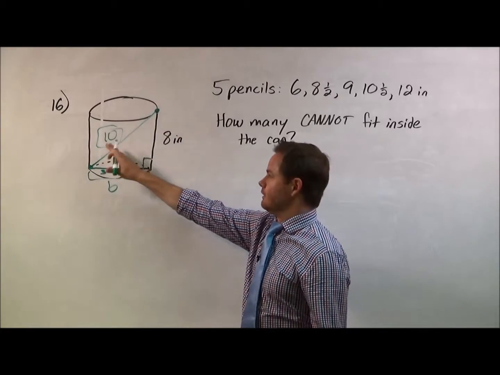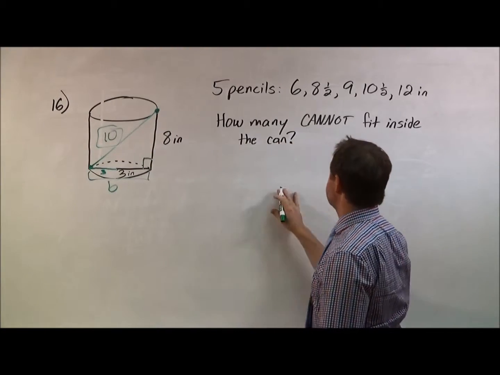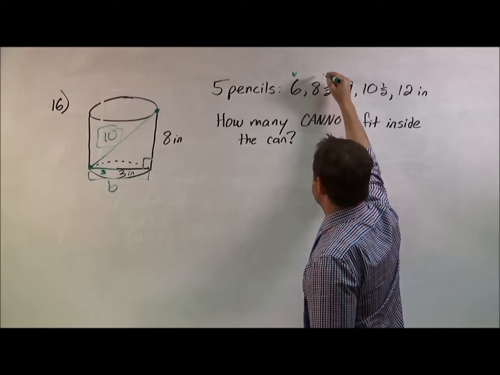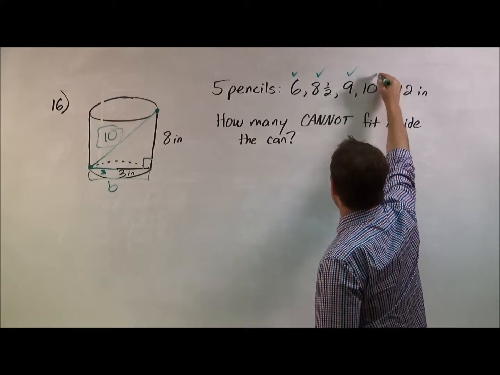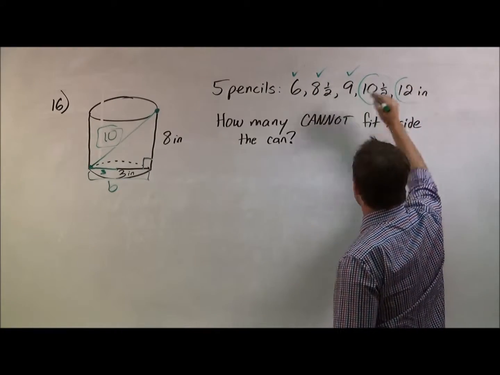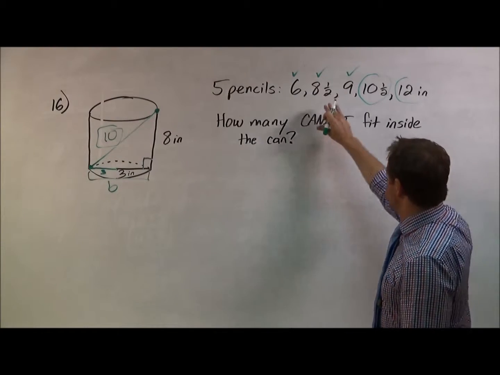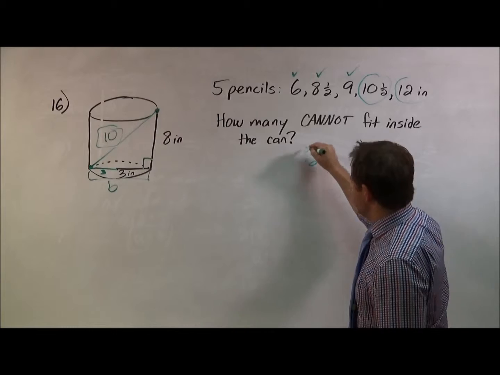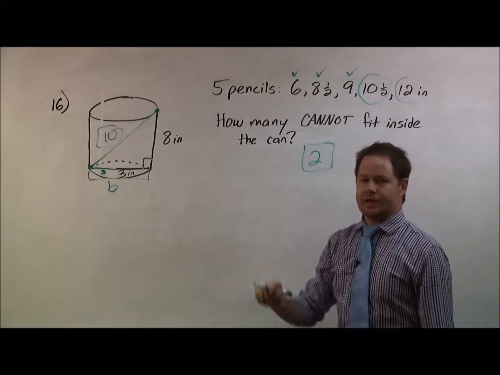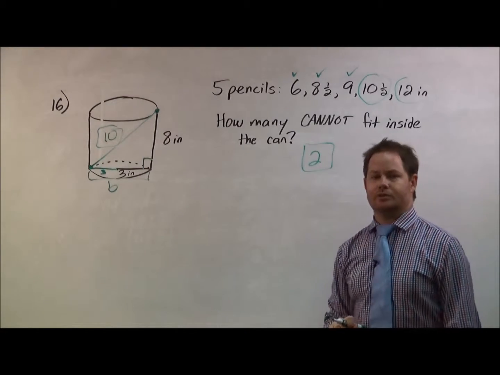So 10 is the length of a pencil that could fit entirely within the container, which means this one could fit, this one could fit, this one could fit. 10.5 and 12 would be too long. So how many cannot fit in the container? Out of our 5 options, 2 of those would be too large to fit entirely within the container, and that would be your answer choice to this question.